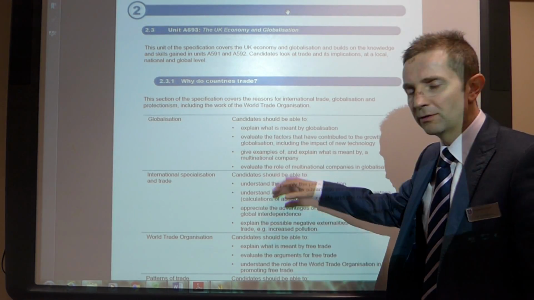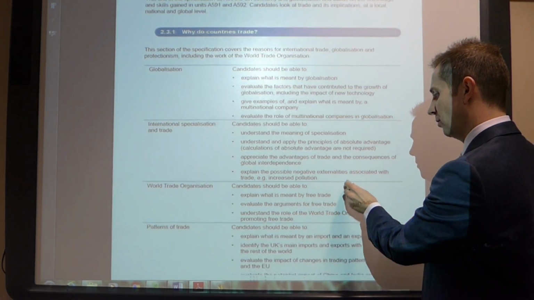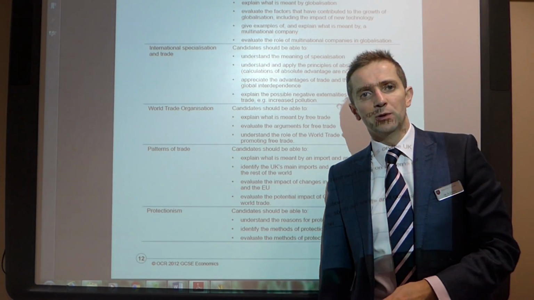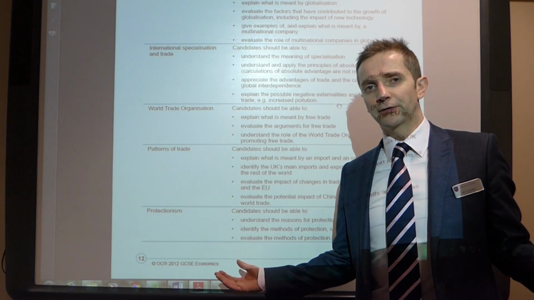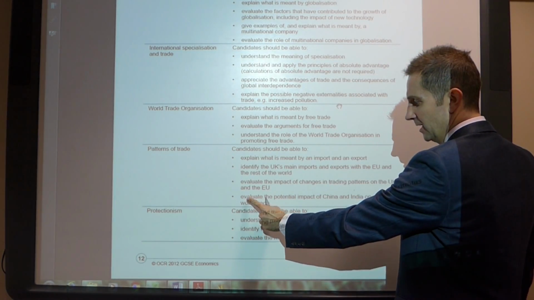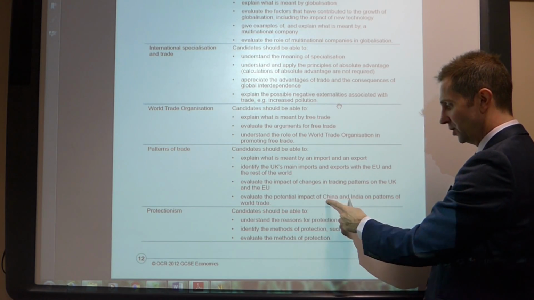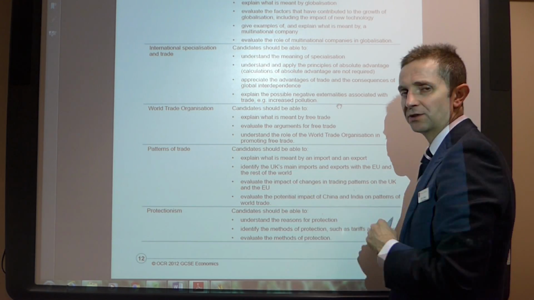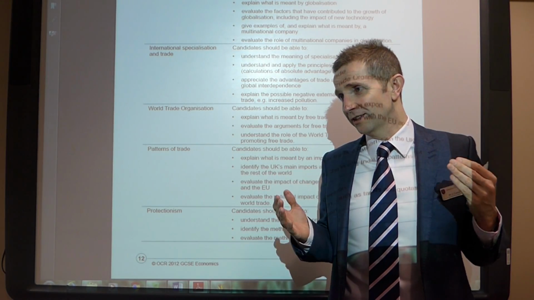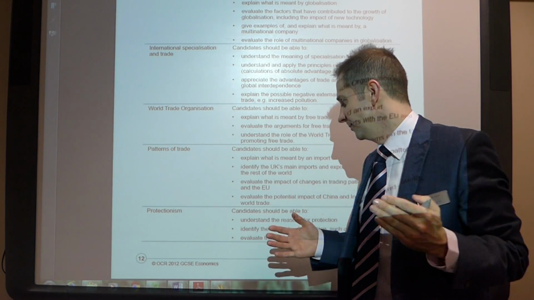So this is the Unit 3 section of the spec, which I'm sure you're all familiar with. As you roam through the spec, as you peruse it, try and look for references to India and China. Well, here we are, ladies and gentlemen. Look, evaluate the potential impact of China and India on patterns of world trade. So as I say, I'll be amazed if this is not the question.